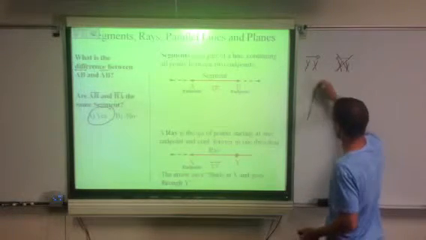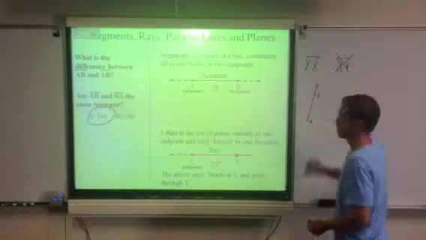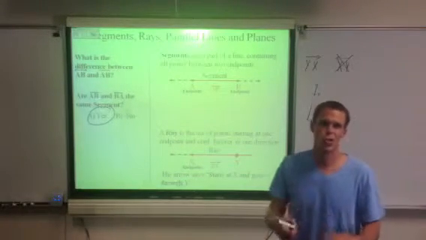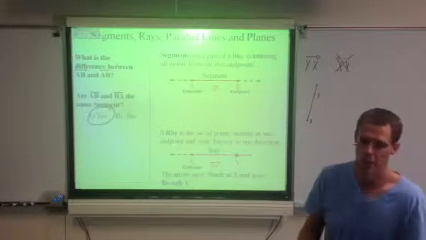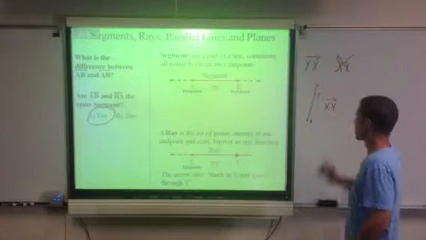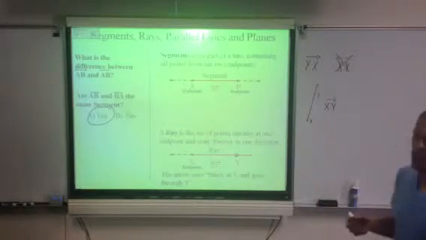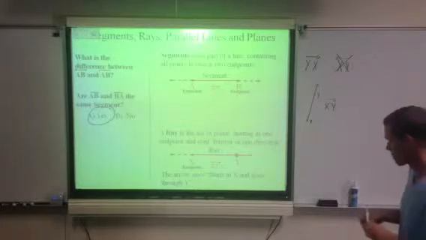When we start to have rays that go in odd directions, we don't try to draw the arrow in that direction. This is still ray XY. Start at X, go through Y.